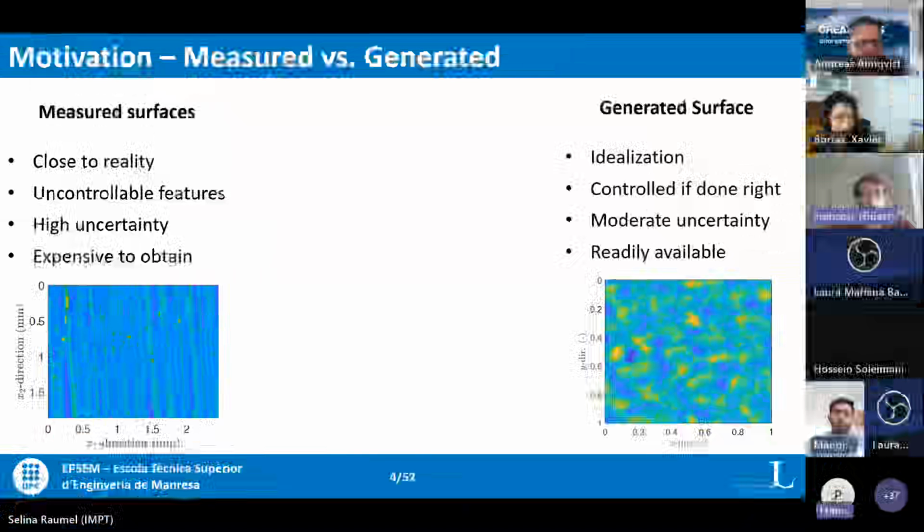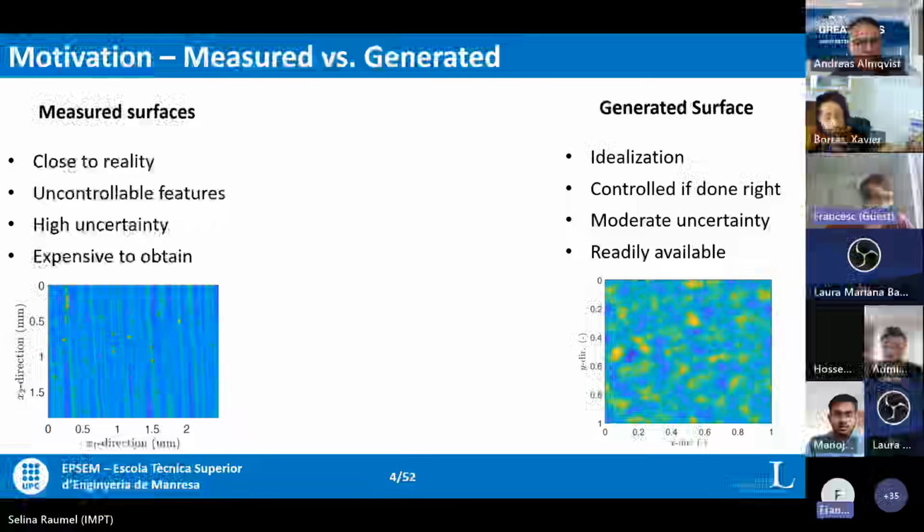as close to reality as possible. And of course, any generated surface will necessarily have to be an idealization of that. However, the measured surface will also have uncontrollable features and also high uncertainty. So, for example, if you see this blue surface here on the left, that's a measured one, and this is a very nice measurement actually. But still, you see all these high dots in yellow that might be inclusions, might be some measurement artifacts. I'm not sure really, but that will surely complicate the analysis.